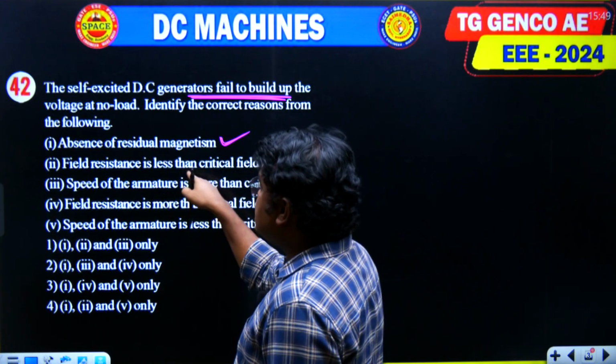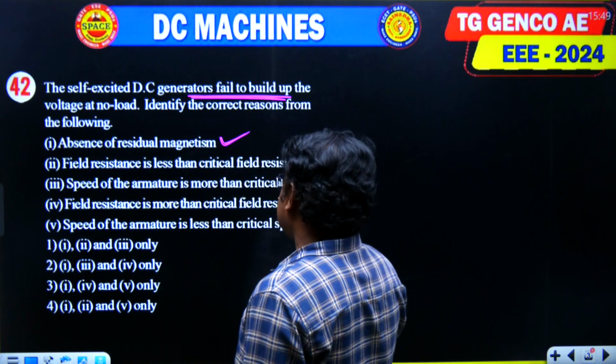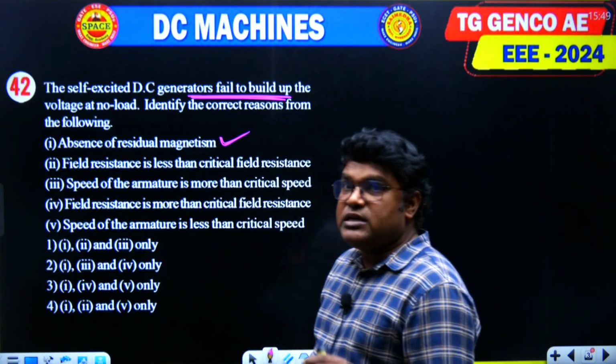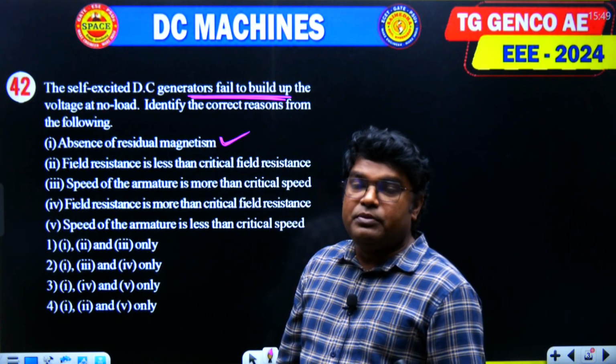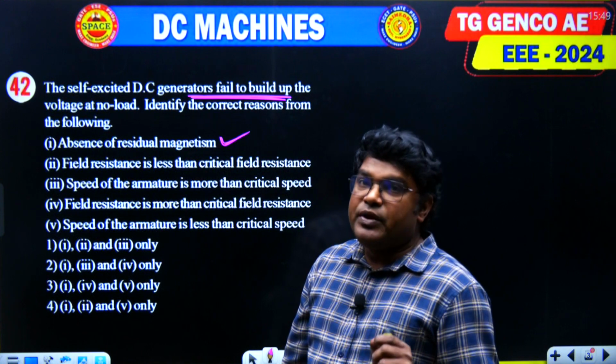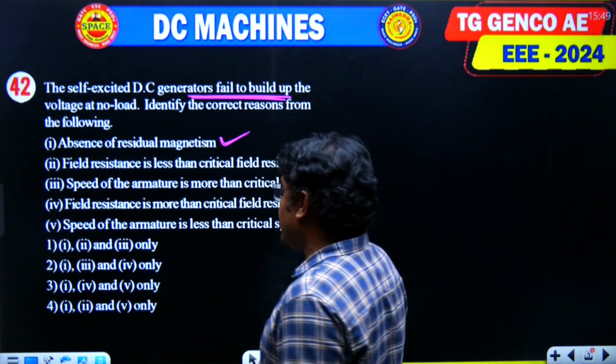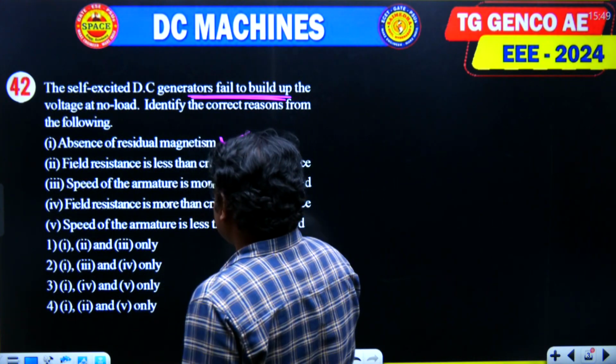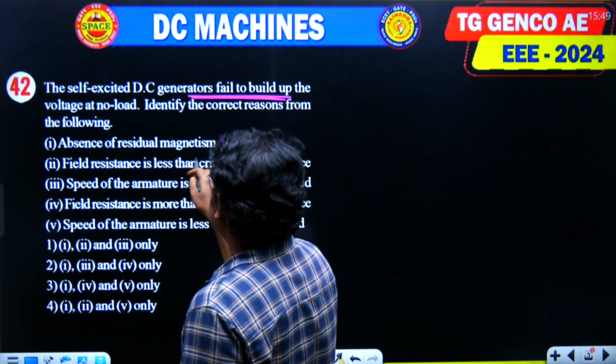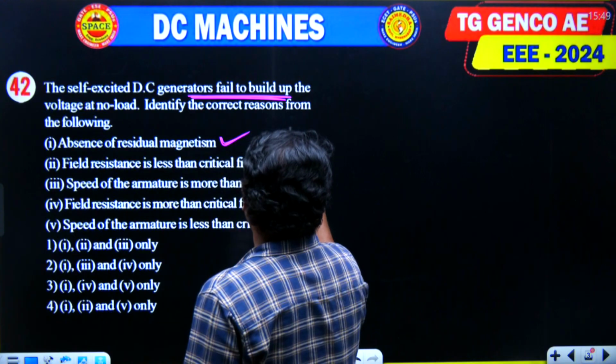And field resistance is less than the critical field resistance. Now if field resistance is more than the critical field resistance, the generator fails to build up voltage. So this statement, field resistance is less than the critical field resistance, is the wrong statement.